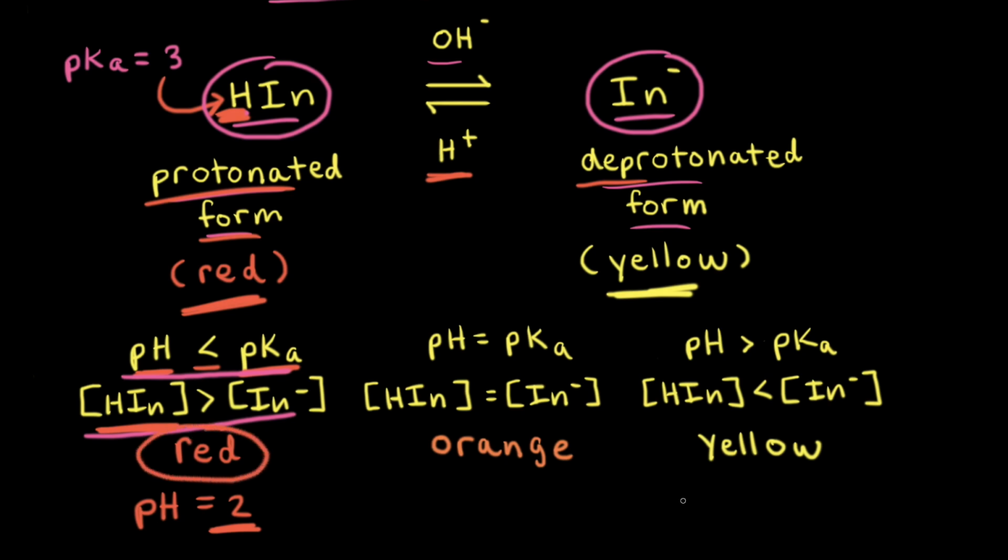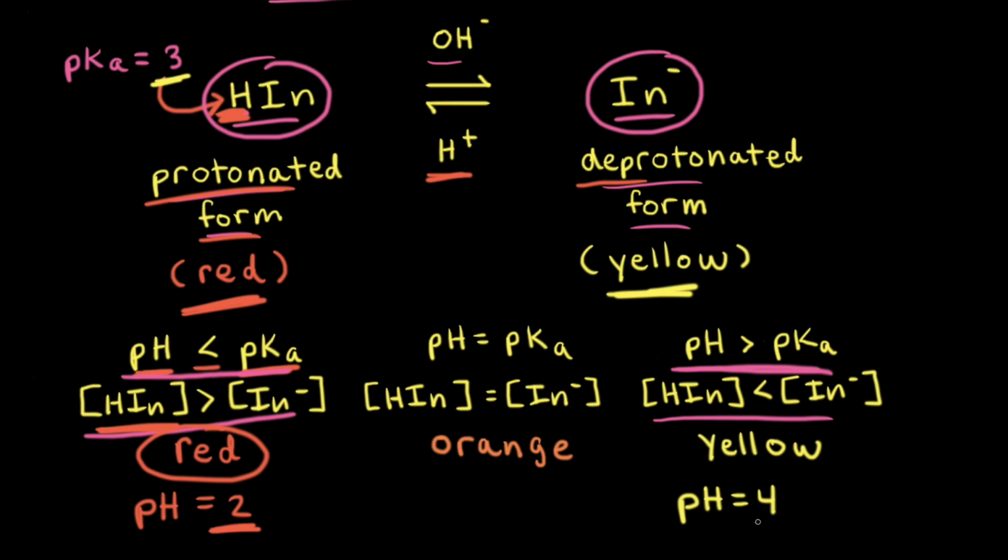Next, let's think about the color of the solution if the pH of the solution is equal to 4. Since the pKa value is equal to 3, if the pH is equal to 4, the pH is greater than the pKa value. And for a conjugate acid-base pair, when the pH of the solution is greater than the pKa value, the concentration of the conjugate base is greater than the concentration of the weak acid.